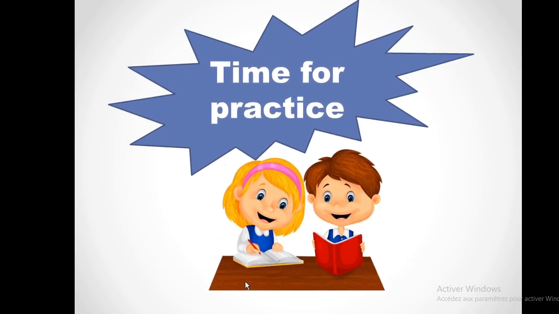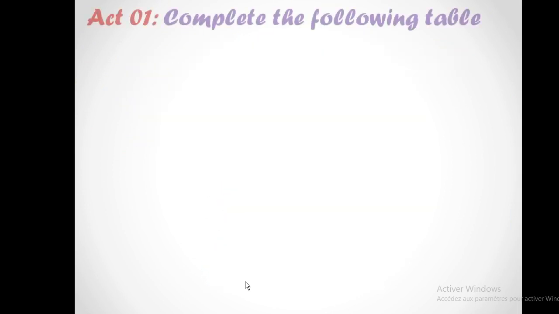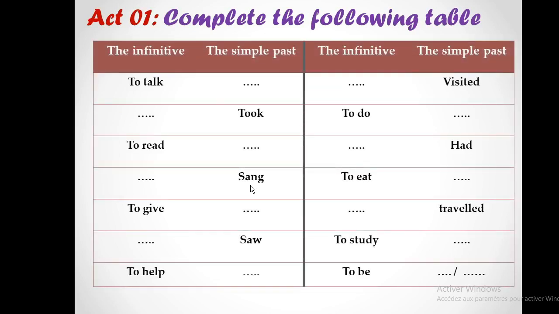Time for practice. Activity 1. Complete the following table. In this table, you have 2 columns, one for infinitive and the second for simple past. So you are going to complete. Pause the video, do the activity, and we are going to correct later. I check my answers.